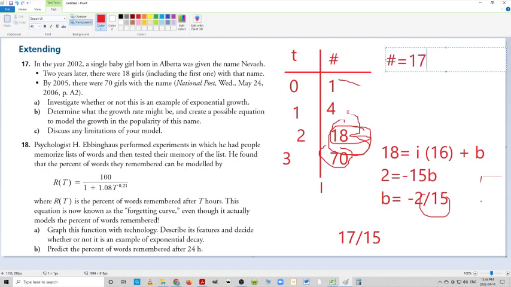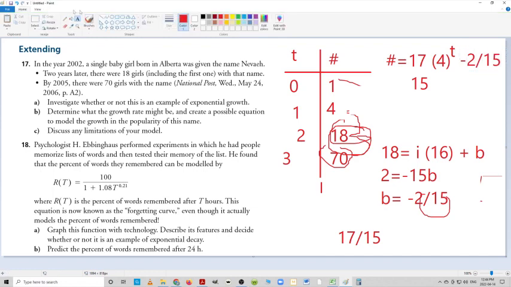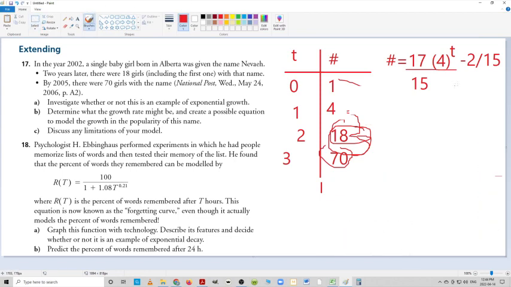what was my initial? 17 over 15 times 4, and it's not quite accurate. Oh, no, it is. To the power of t minus 2 over 15. If I put in 0 here for year 1, this becomes 1. And I get 17 over 15 minus 2 over 15, which is 15 over 15, which is 1. If I put in 2 here, I get 16.